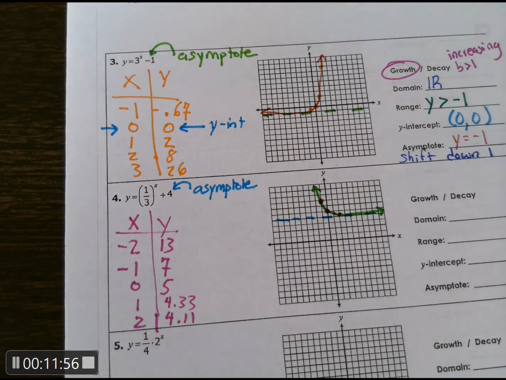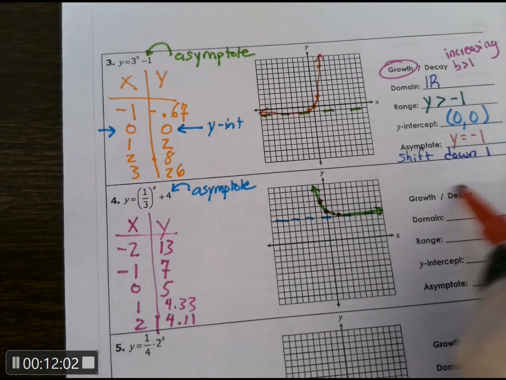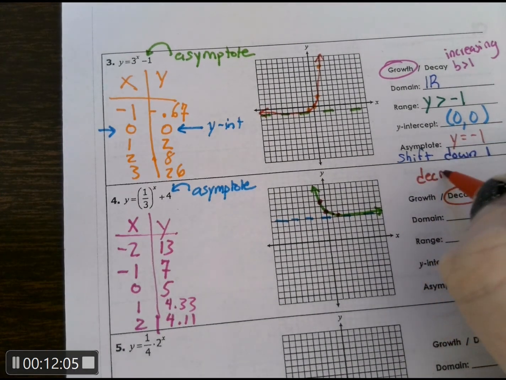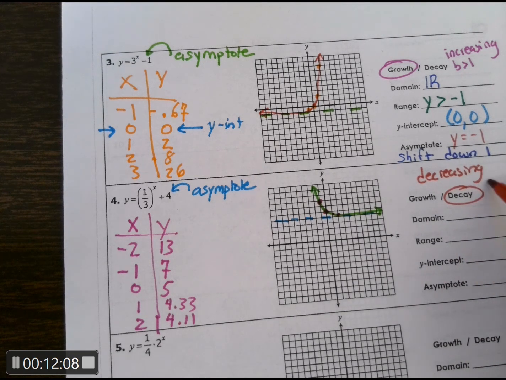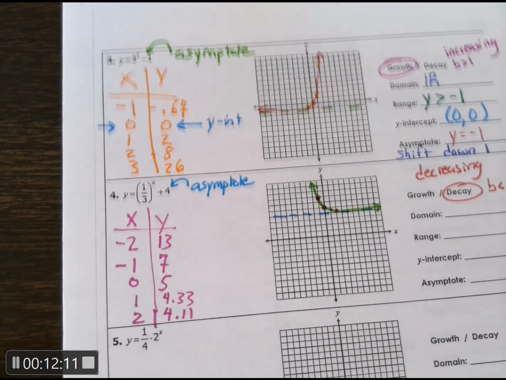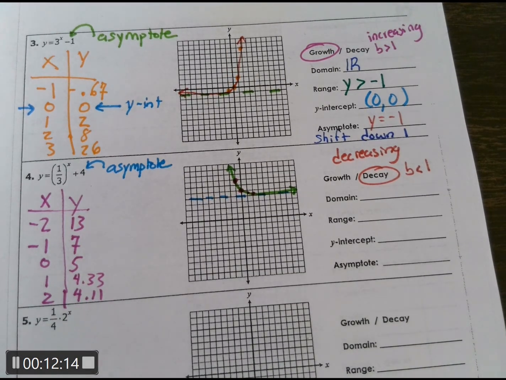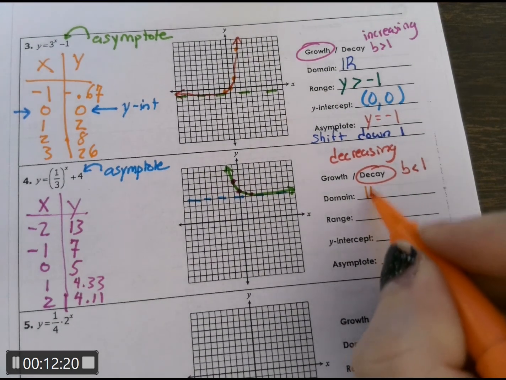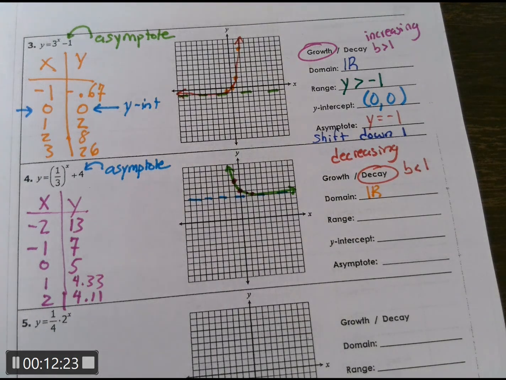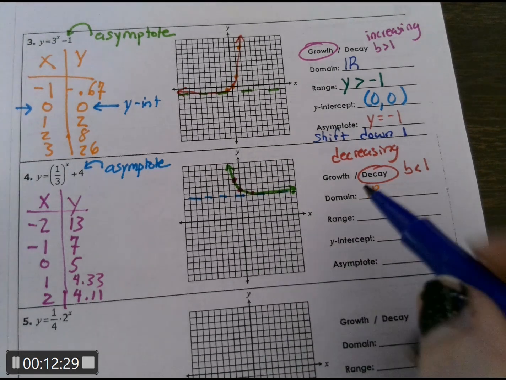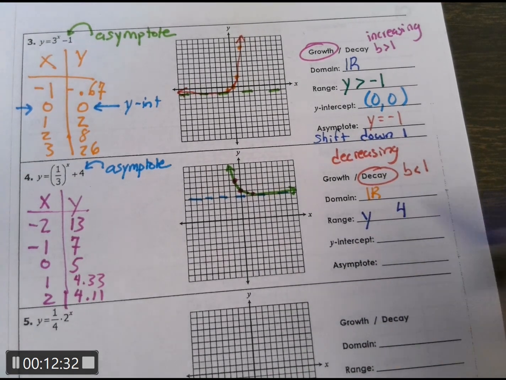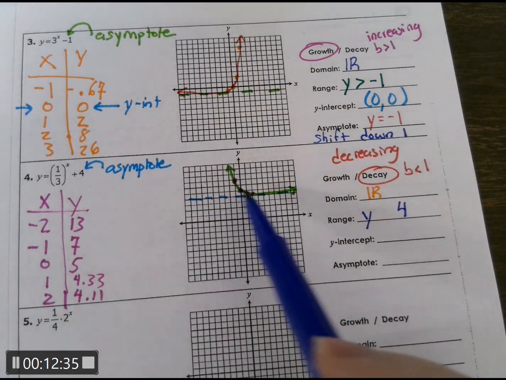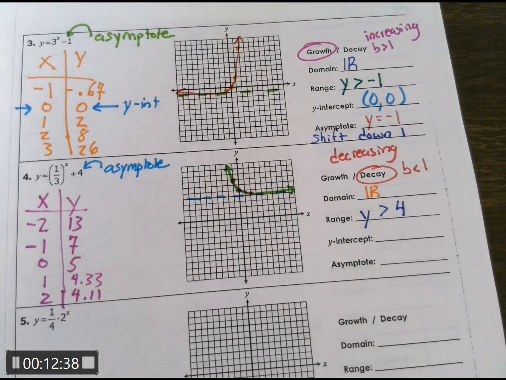Alrighty. So do I have a growth or decay? I have decay because we are decreasing. And my b is a fraction, so that means that it's less than 1. Alright, what's my domain? Y'all should be getting pretty good at domain at this point. It's all real numbers. And then my range deals with our y and our asymptote. And then since my graph is above my asymptote, y is greater than.